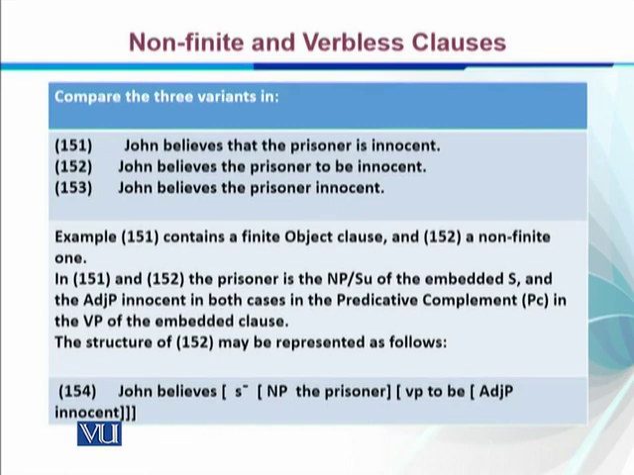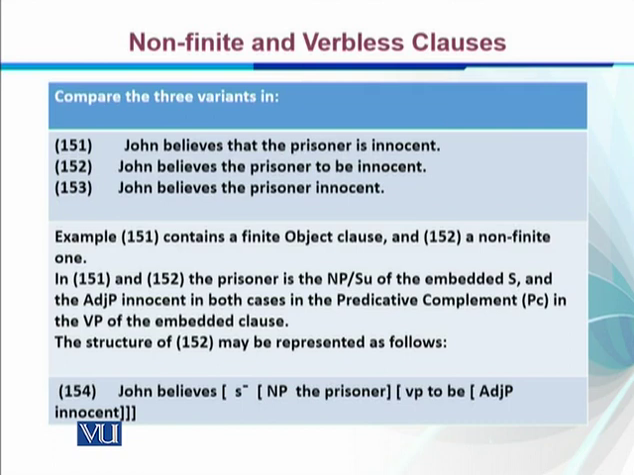John believes that the prisoner is innocent. John believes the prisoner to be innocent, and John believes the prisoner innocent. In 151 we have one main clause and one embedded clause, that the prisoner is innocent. It is a finite clause. But the other two sentences have a non-finite clause. In 152, to be innocent, and it has no verb. The 153 has no verb. It is: John believes the prisoner innocent.